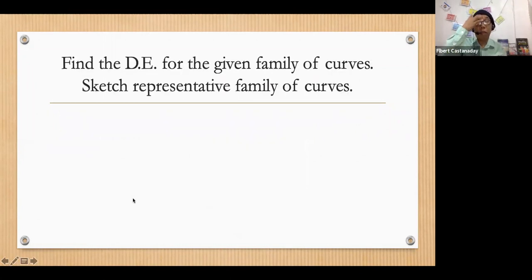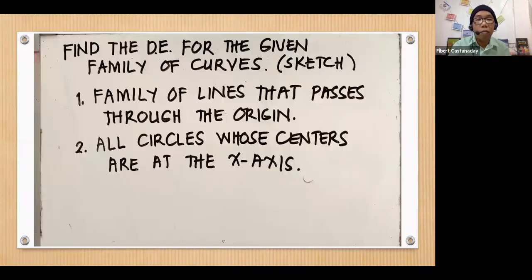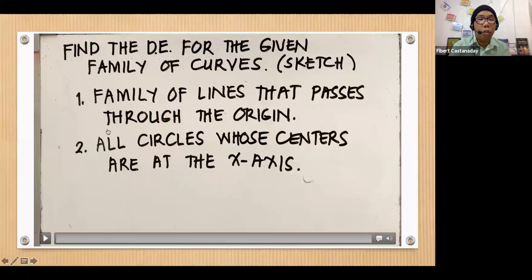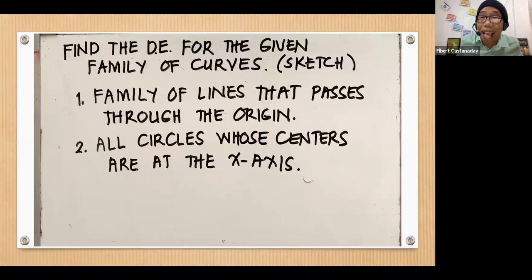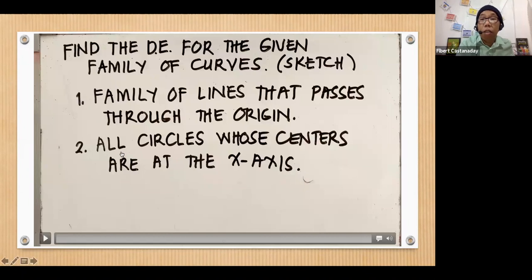Now let's have some examples. You find the DE of the given family of curves. That is all that will be given to you, and then you sketch the representative family of curves. So we have two examples. The first one: family of lines that pass through the origin. And number 2: all circles whose centers are on the x-axis. Okay, let's have the first example, the family of lines that pass through the origin.